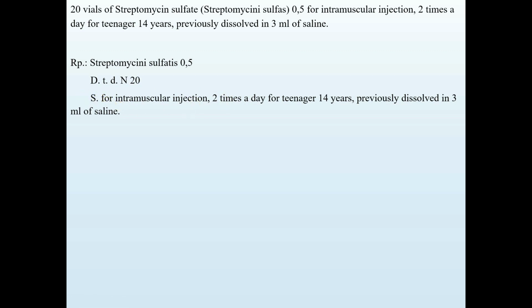No need to write in flacon, in bottle, or this kind of items. As you see, it is a general scheme for vials, as you may prescribe them, or bottles. Those vials which contain, for example, a kind of powder. But you write the additional information in signa. For intramuscular injection, 2 times a day for teenager 14 years, previously dissolved in 3 milliliters of saline. This part for intramuscular injection, it is a must.